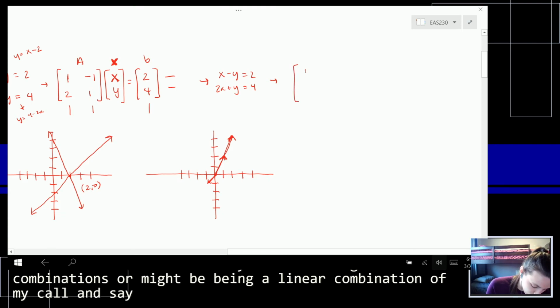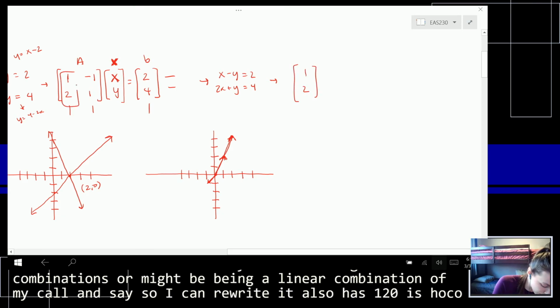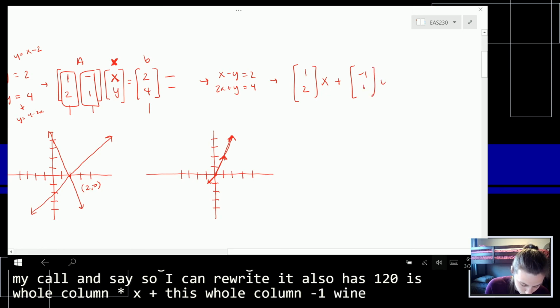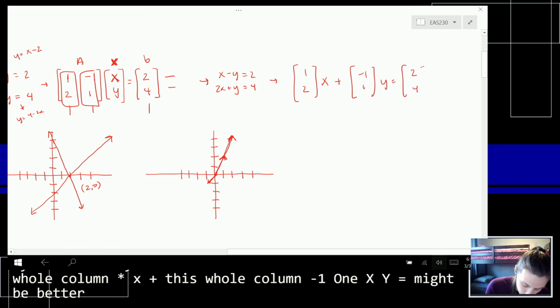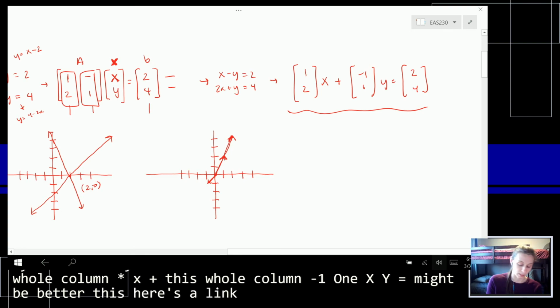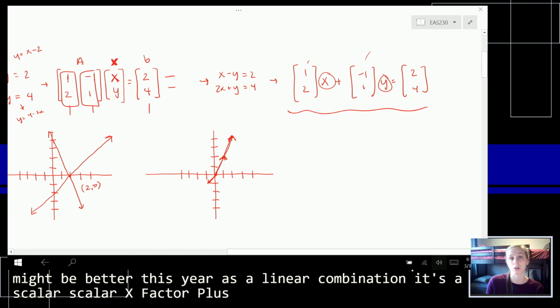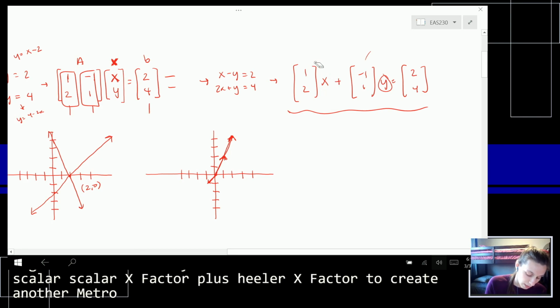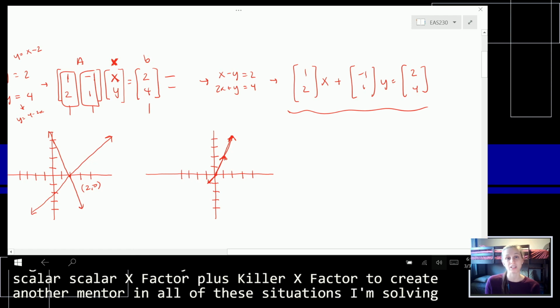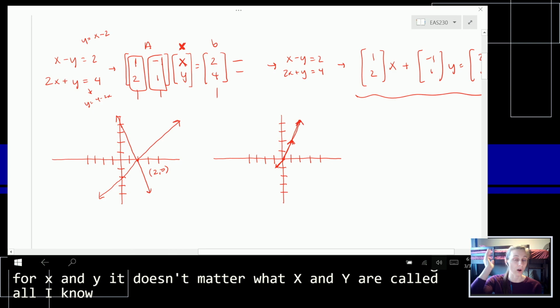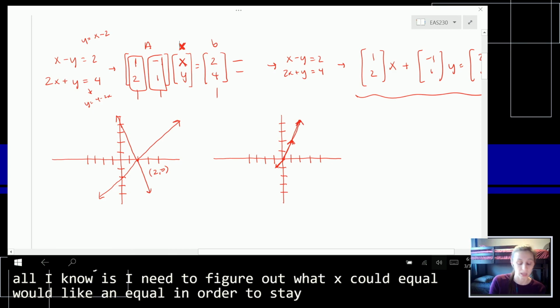So I can rewrite it also as (1, 2), this whole column multiplied by x, plus this whole column, (-1, 1), multiplied by y, equals my b vector. This here is a linear combination. It's a scalar times a vector plus a scalar times a vector to create another vector. In all of these situations, I'm solving for x and y. It doesn't matter what x and y are called. All I know is I need to figure out what x could equal and what y could equal in order to satisfy these equations.